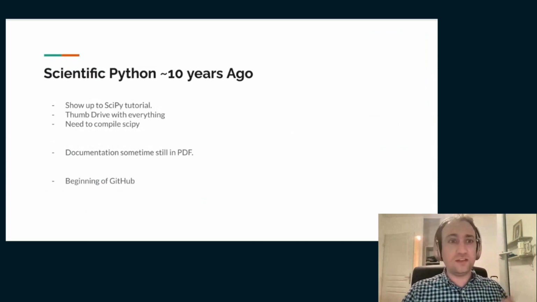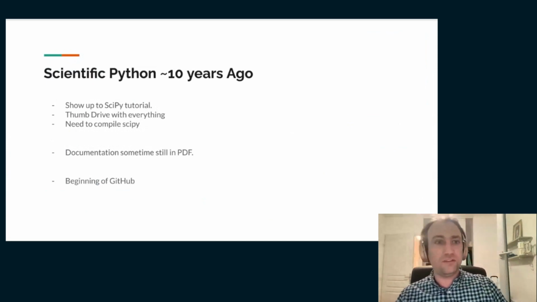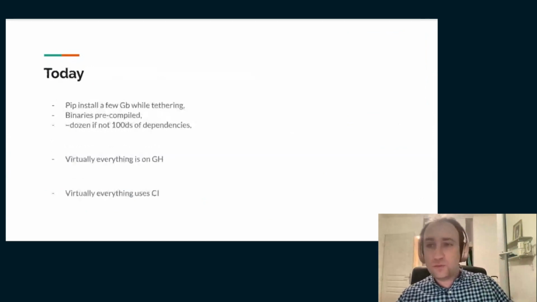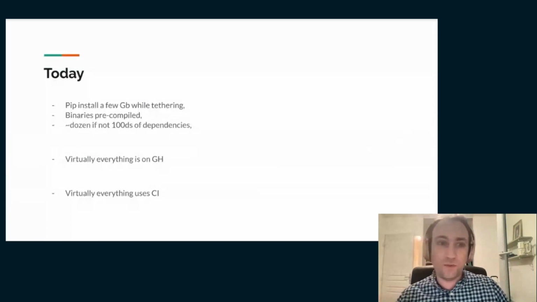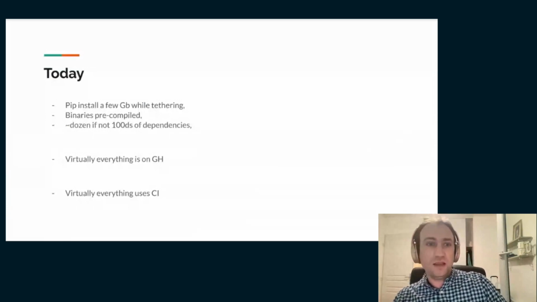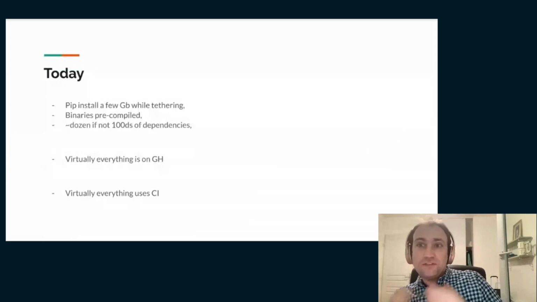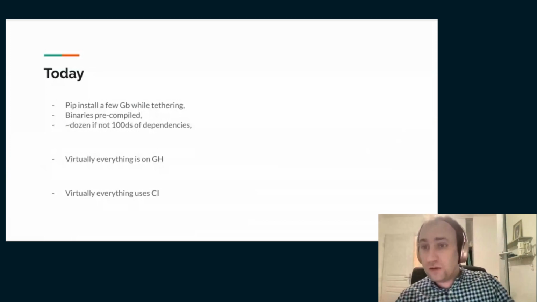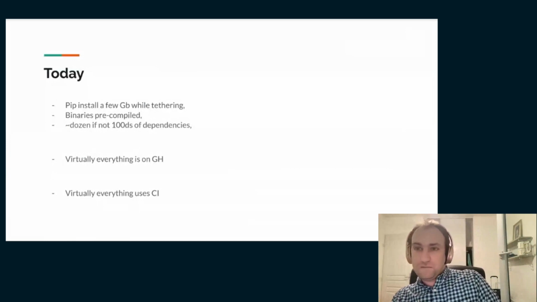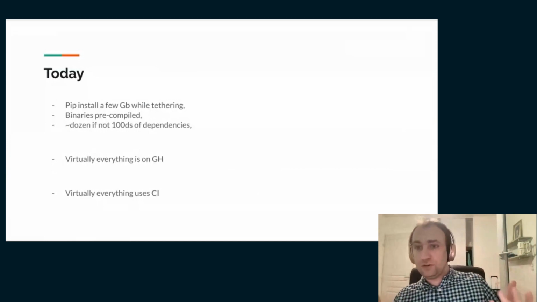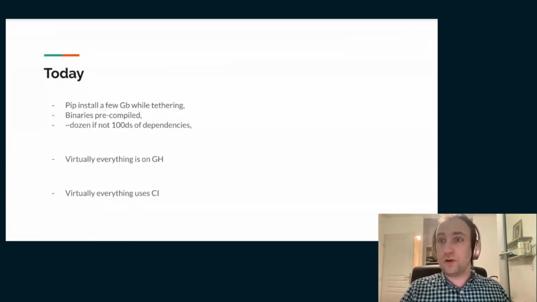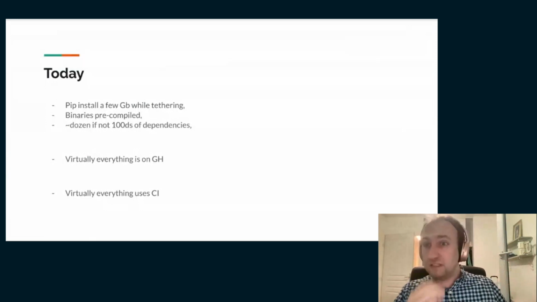And fast forward 10 years, and now I can tether on my phone and install a couple of gigabytes of precompiled packages with maybe dozens, if not hundreds, of dependencies without paying a dime more, because everything is included in my plan. Virtually everything is on GitHub. And now we have CI, which means that things that were not working across platforms are now always tested, and all your libraries always work, which is relatively great.